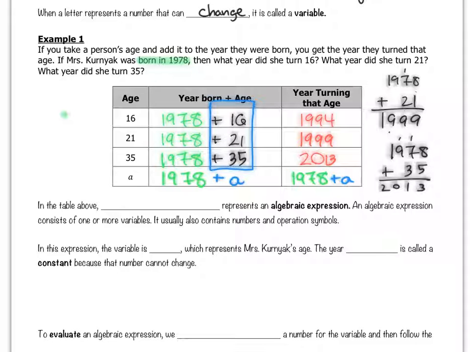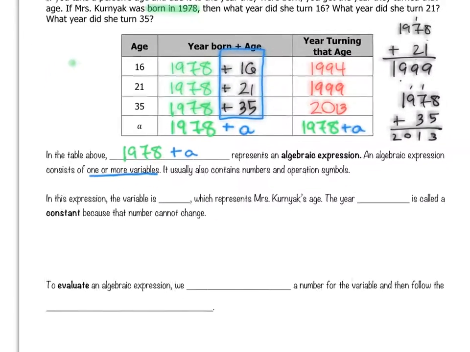So in this table above, the addition problem 1978 plus A represents what we call an algebraic expression. An algebraic expression consists of one or more variables. So in this expression, notice we have a variable A. It usually also contains numbers. For instance, we have the number 1978 and operation symbols. We have the operation symbol of addition. So anytime you hear that phrase algebraic expression, note that it usually contains a variable, a number, and operation symbols.